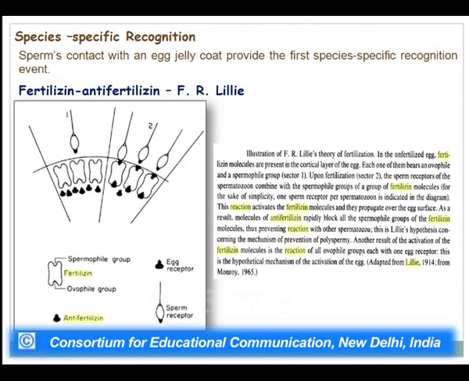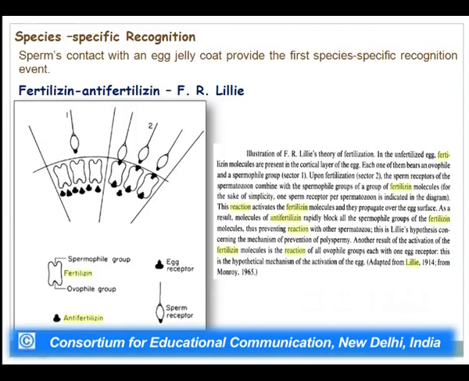In this regard, the scientist F.R. Lillie gave the fertilizin-antifertilizin reaction, in which he put forward the hypothesis that in the unfertilized egg, fertilizin molecules are present in the cortical layer of the egg. Each one of them bears a spermophile and an oophile group factor. So, this is the spermophile, this is an oophile group, this is a spermophile group, and these fertilizin molecules are present in the periphery of the egg.